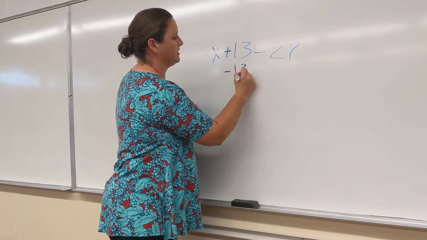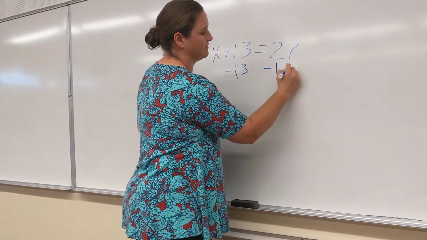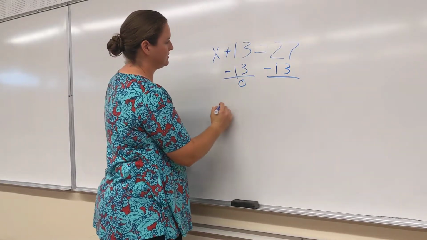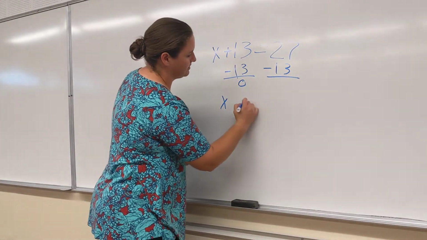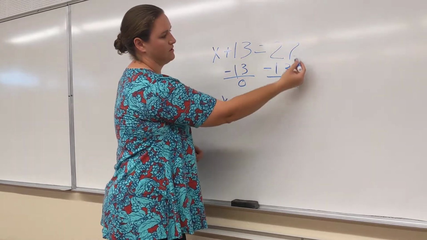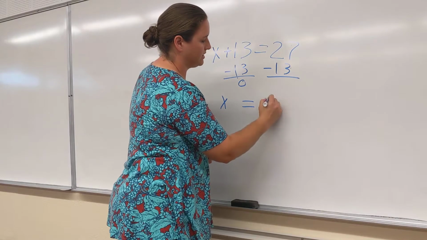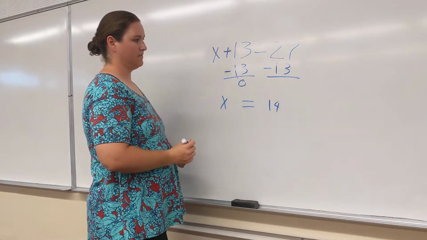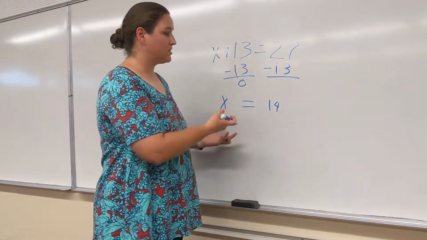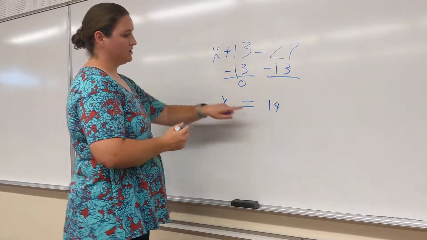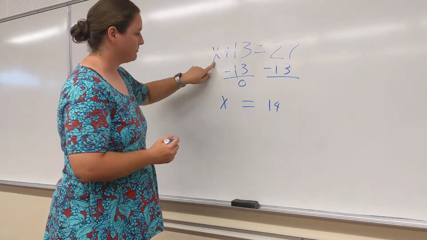Subtract 13 from both sides. This one comes out with 0, so we have our x equals 27 minus 13, 14. Okay, now we don't have to just assume that this is the correct answer. We can always check it. To check it, you just put your number right back in here.